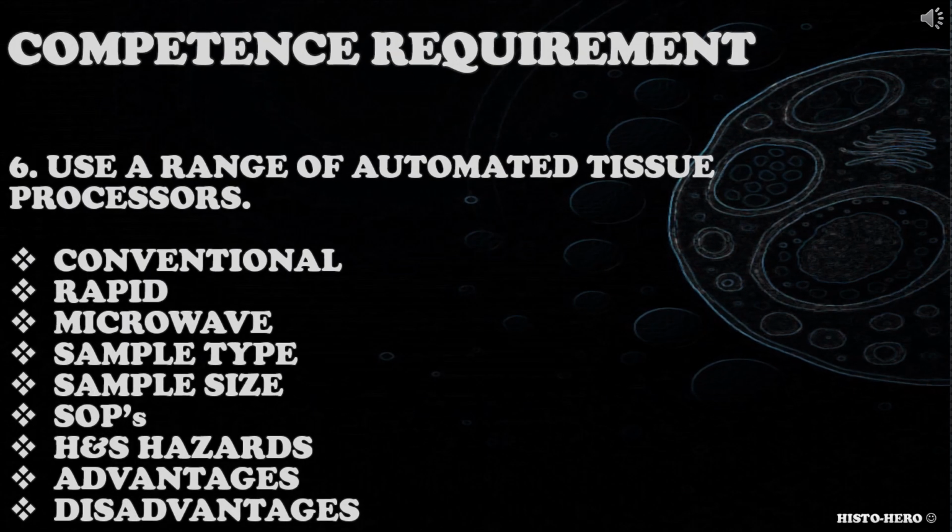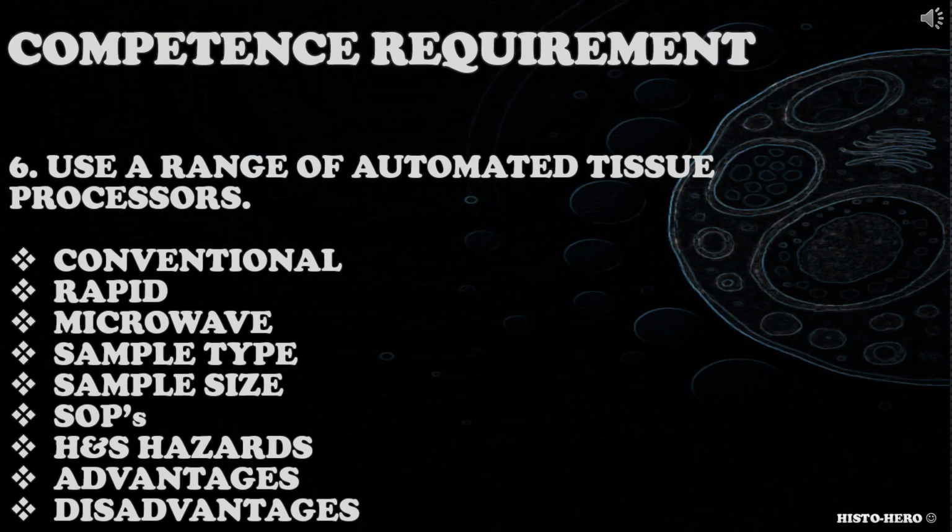The sixth competence requirement is use a range of automated tissue processors. Candidates should be able to use a range of automated tissue processors. What tissue processors does the candidate use in your lab? Do they use them correctly? Do they select the correct tissue processor for a range of tissues?